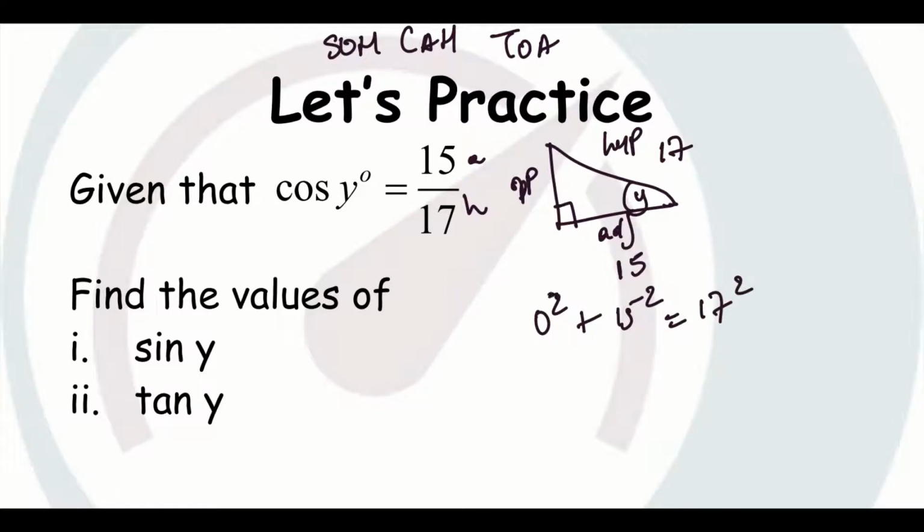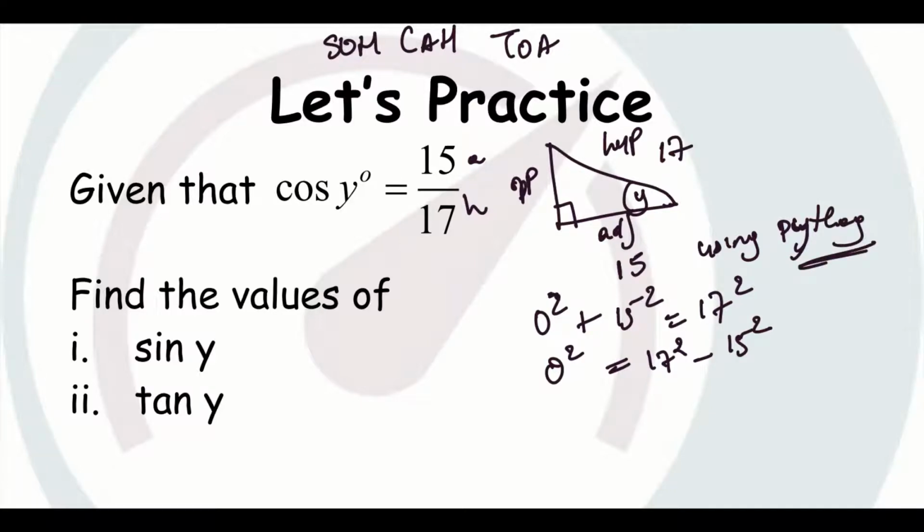Now I want to find O square, the opposite side. So it's going to equal 17 square minus 15 square, using Pythagoras theorem. So opposite square is equal to 17 square minus 15 square.